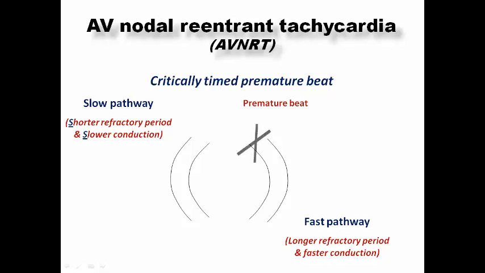Because it is blocked in the fast pathway, it passes antegradely through the slow pathway, and then when it reaches the fast pathway, which has recovered from refractoriness, it passes retrogradely through the fast pathway, leading to the formation of a reentrant circuit and the start of tachycardia. So AV nodal reentrant tachycardia is the most famous example of reentrant tachycardia due to the presence of two pathways, the slow pathway and the fast pathway.